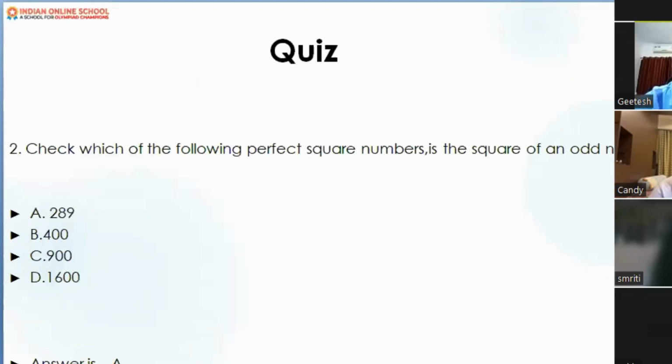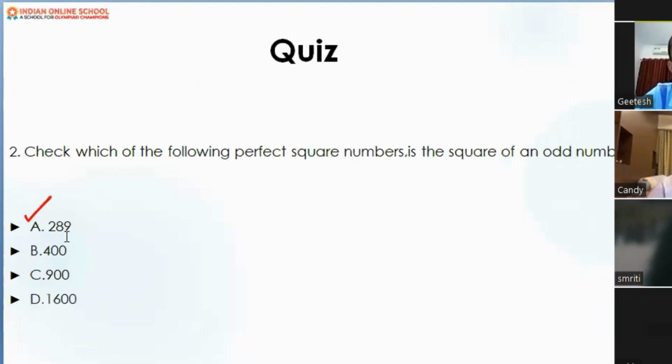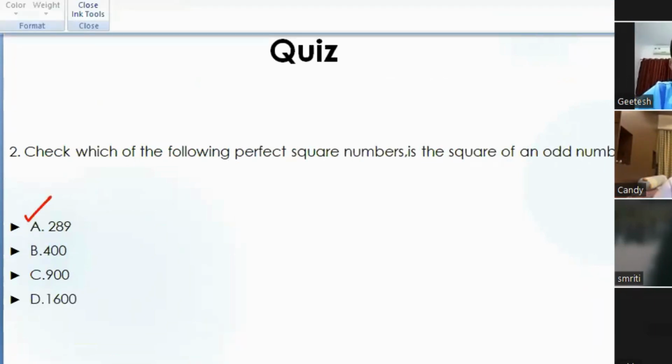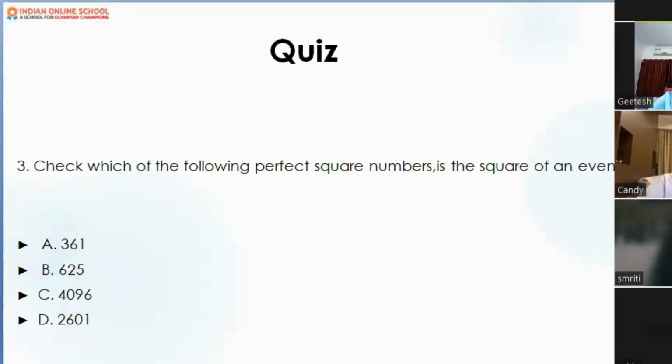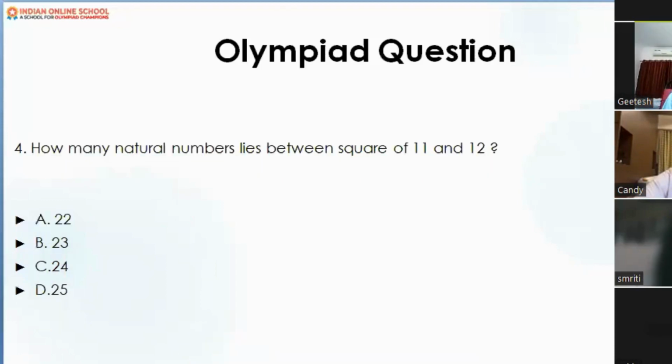Now here one number is there. We need to check which of the following perfect square numbers is the square of an odd number. Out of the given options, which one is the perfect square of an odd number? Ma'am, it would be A, because option A ends with an odd number. That's why it would be A only. Now out of the given options, which is the square of an even number? Ma'am, it would be C. Correct, it should be C only.